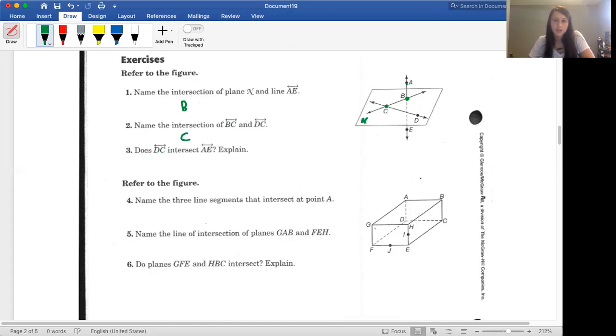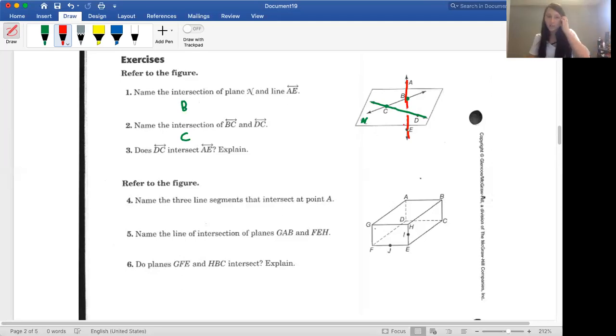Does DC intersect with AE? All right, good question. So here's DC, this is my line, and I'm going to use red to show AE going all the way down. Now, think about this. AE is going up and down, and DC is on my plane. That's my line, DC, and it's horizontal like this. AE is vertical. It's going through up and down. Do they cross over? They don't.